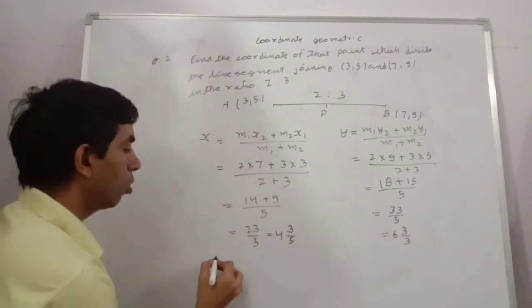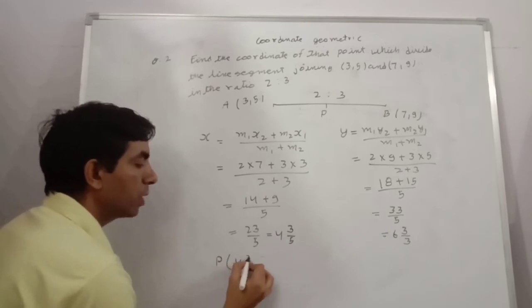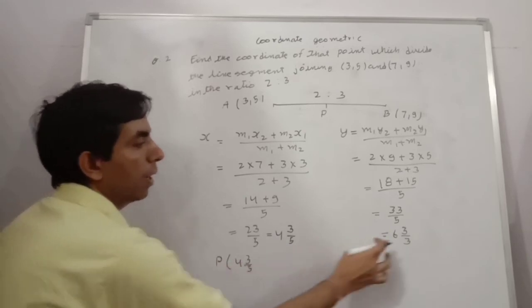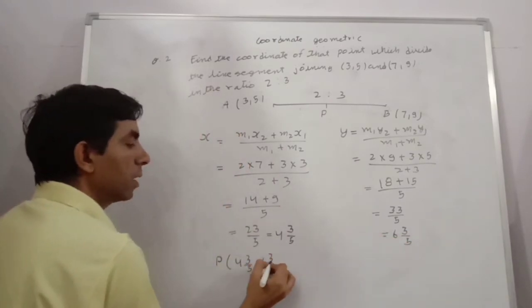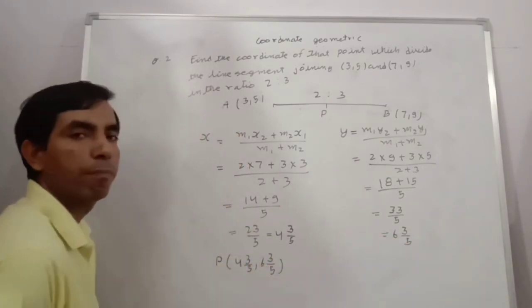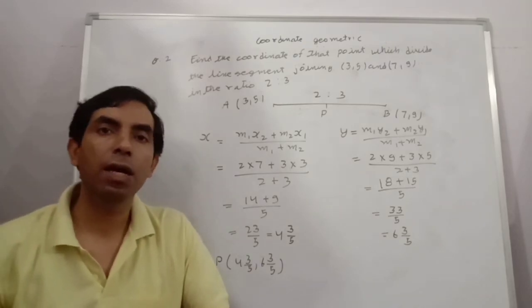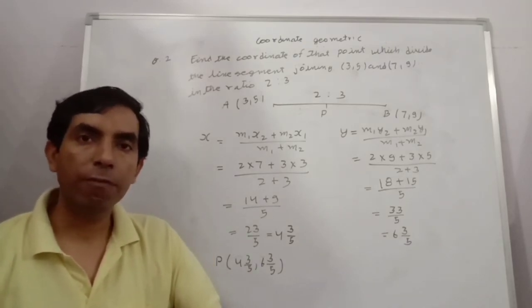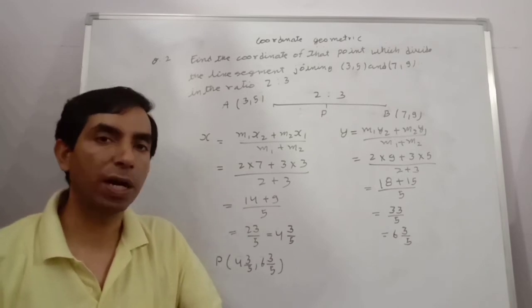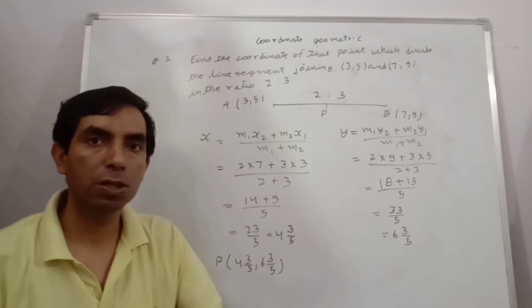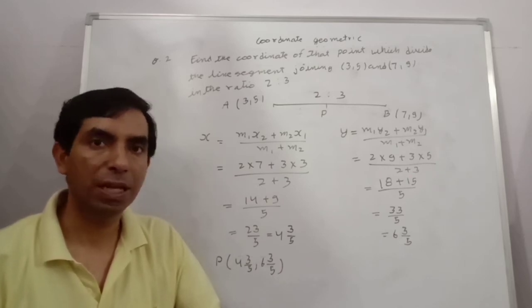Hence, we got the coordinates of point P as (4 3/5, 6 3/5). By this method, we can calculate the coordinates of any point which divides the line segment joining any 2 points, using the section formula. So let's take our today's last question. Let's start.